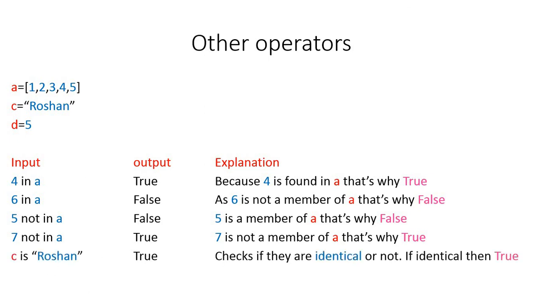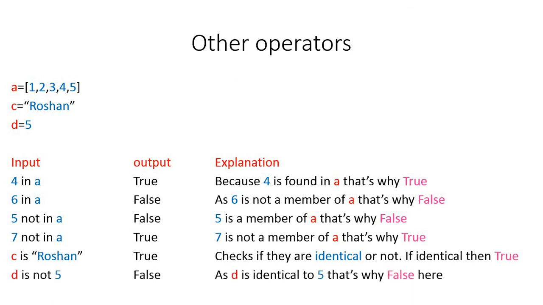Another operator is, which is used for identity. You are asking the Python or the computer that C is identical to this string. As you can see, C is exactly identical to this value, so the output will be true. It says that this is identical.